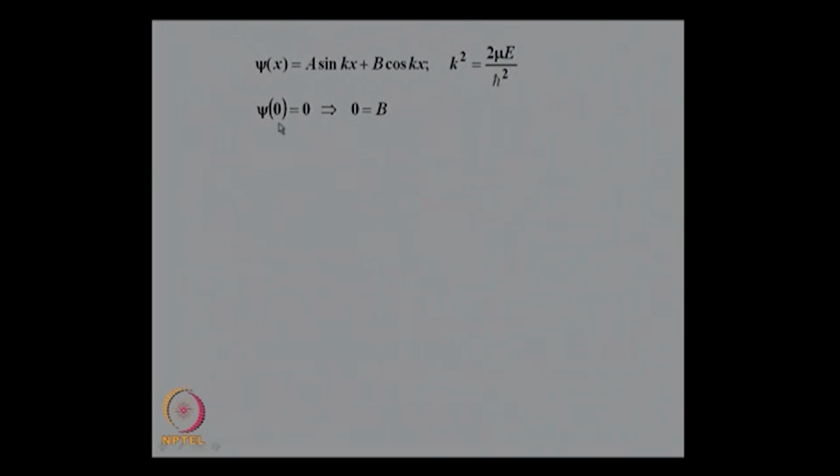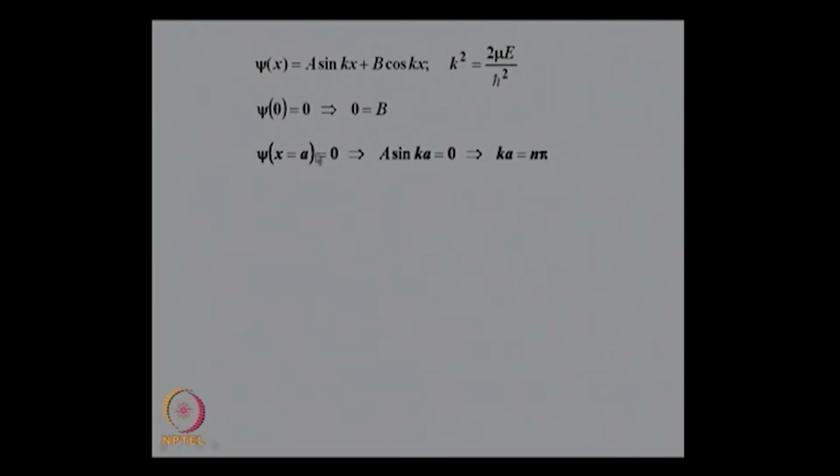Now, I apply the condition that psi of 0 is equal to 0. If I write x equal to 0, then sin is 0 and cos is 1. So, 0 is equal to B. Therefore, this term goes out because B is 0, and psi of x is equal to A sin k x.